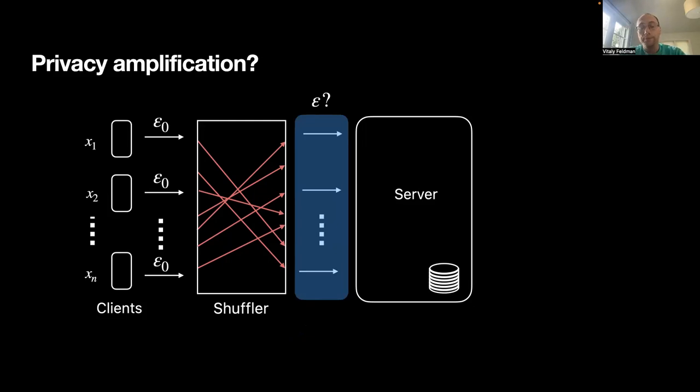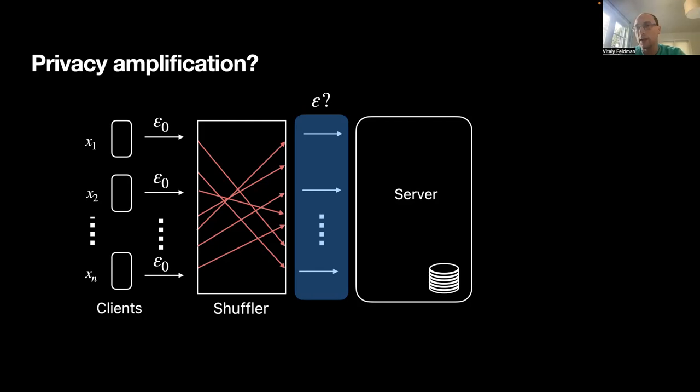And where we formulate the problem as one in which we think of each user as reporting, sending their data with some initial epsilon 0. Then this data is shuffled, and the server gets to observe the shuffled data. And the question is, what kind of privacy guarantees can we prove about the data after shuffling? So if we look at this output, does it satisfy better differential privacy guarantees than the original epsilon 0?